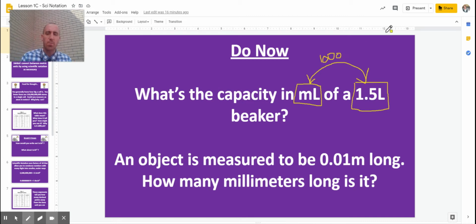The question becomes, are you multiplying or dividing by 1,000? Well, in this case, when you're going from a big unit like liters, trying to convert it to a smaller unit like milliliters, you're going to have to multiply by 1,000. So 1.5 times 1,000 will give you your answer of 1,500 milliliters.